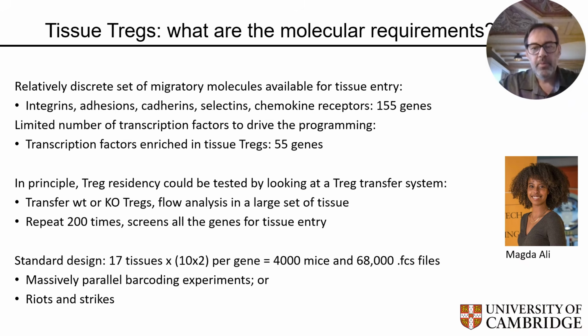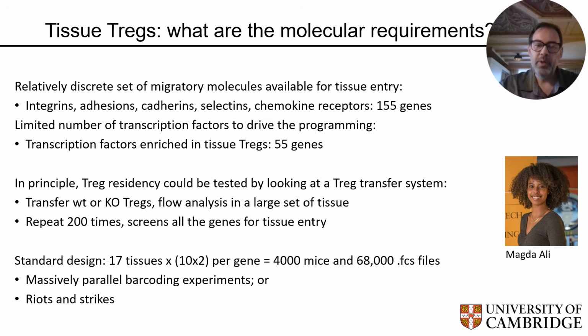And actually, it's probably a tractable problem. There are a relatively limited number of genes that are involved in migration from the side of the migrating cell. If we take all of the integrins, adhesions, cadherins, selectins, and chemokine receptors, all up, it's about 150 genes. And if we look at the transcription factors that are involved, there's only about 50-odd transcription factors that are upregulated in tissue Tregs across the body. So there's a relatively limited number of candidates that could be involved in this process.